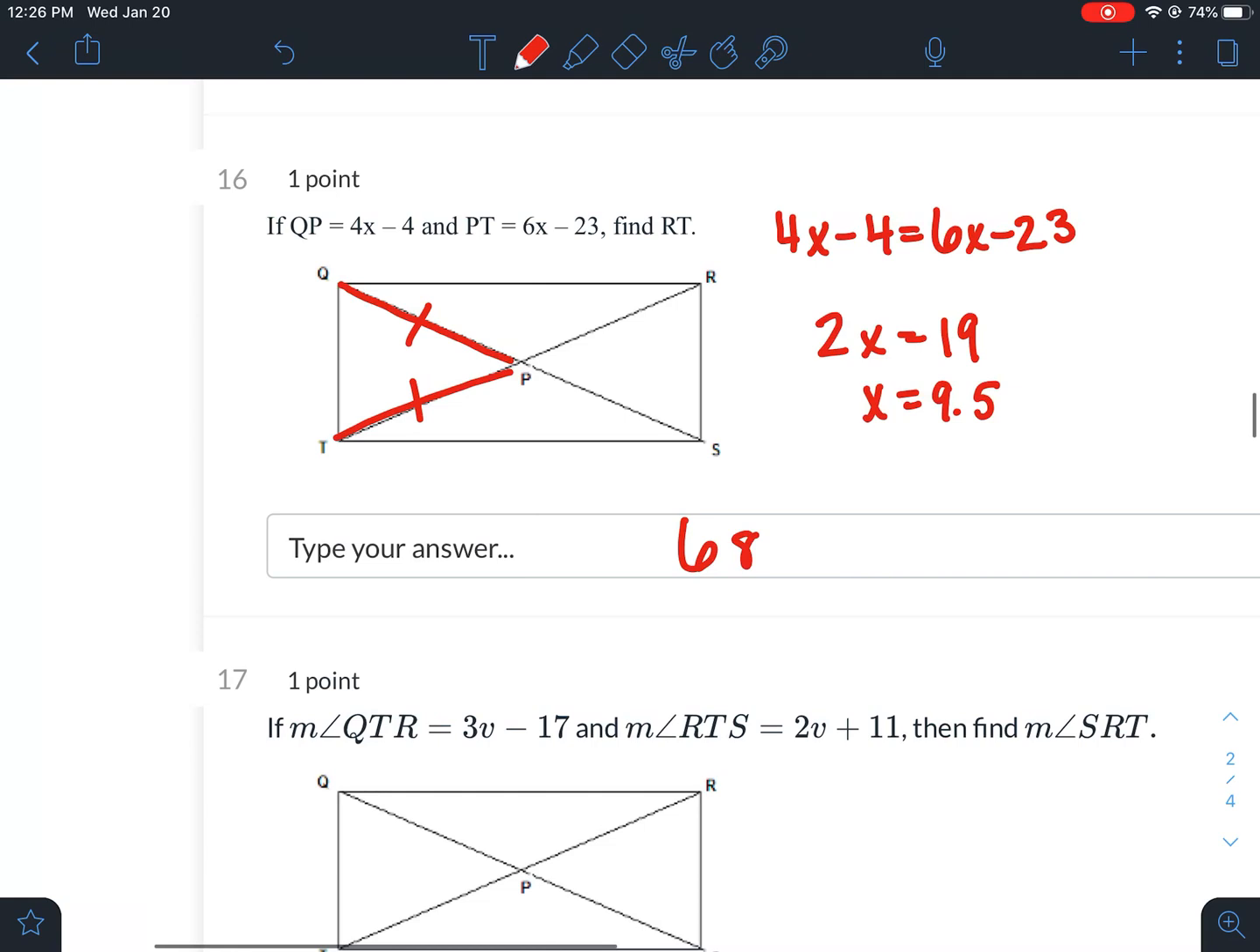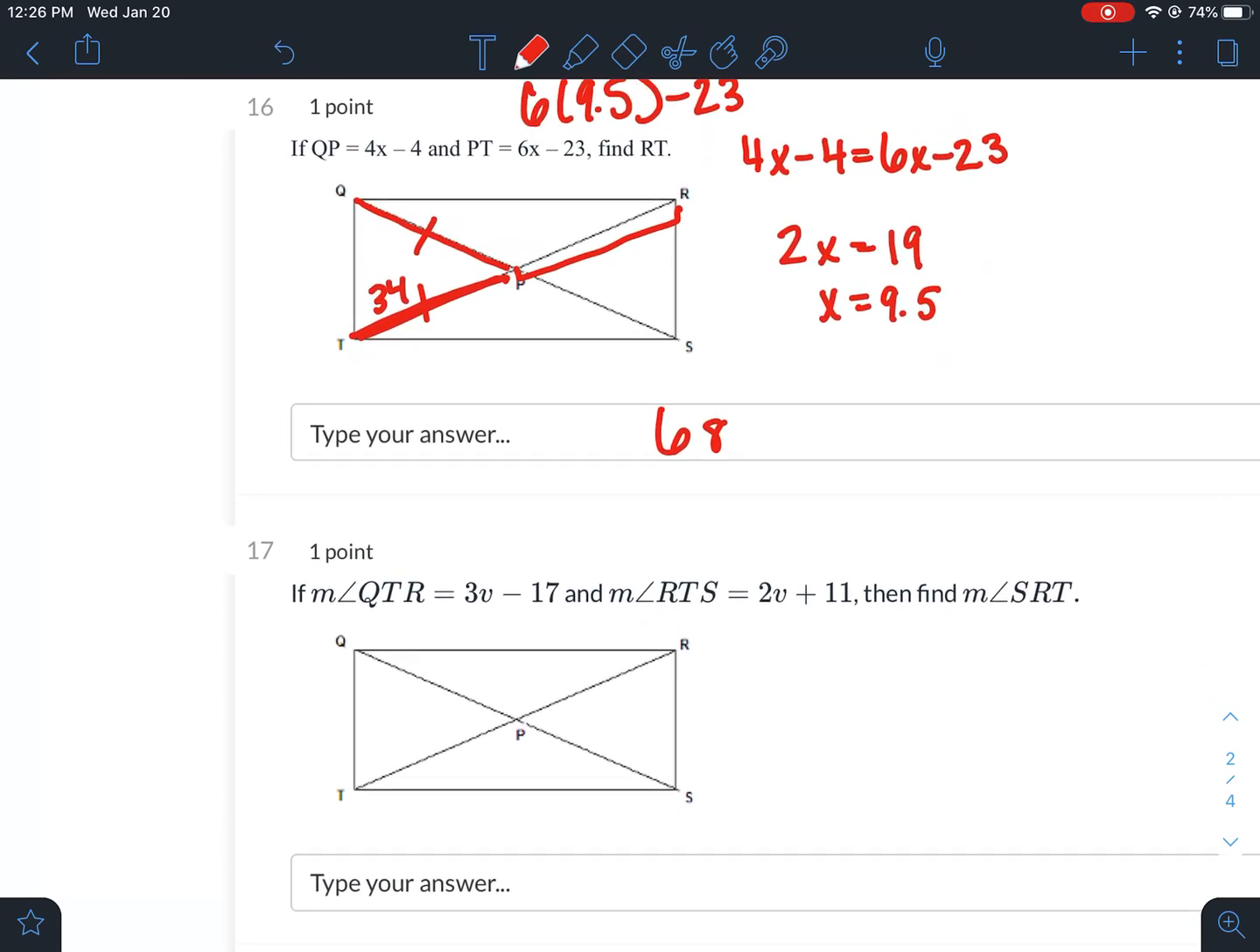So again, if you didn't follow that, I'm plugging this in for PT right there. So 6 times 9.5, and we're going to subtract 23. That'll give us just PT, which was 34. Then I need to double that to get RT. So that got us to 68.